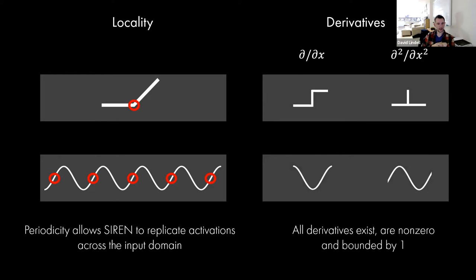Another advantage is that derivatives of a sine function are just other shifted sine functions. If you compare that to the derivative of a ReLU, you get a thresholding function, and the second derivative is actually zero almost everywhere. So you can't really expect the ReLU nonlinearity to model derivatives of signals very well, or at least not directly. So this is another advantage of the sine activation.